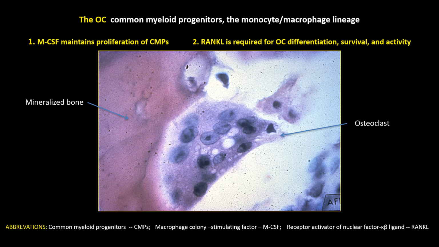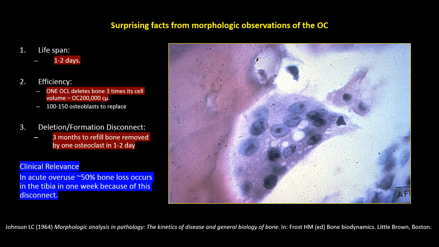Unresolved research continues because many cells also express RANKL in inflammatory, neoplastic, and traumatic situations, leading to regional osteopenia. The short lifespan of the osteoclast and its efficiency, deleting 3 times its cell volume in one day, is offset by the requirement that it takes 3 months and 100 to 150 osteoblasts to refill that space. This disconnect between deletion in days followed by a fill-in over months leads to clinical situations wherein regional bone loss is so driven that there is risk of fracture.